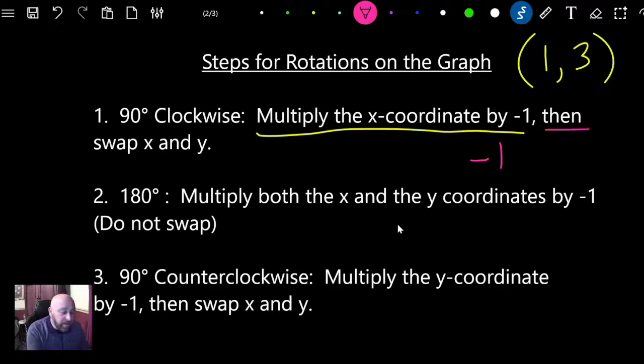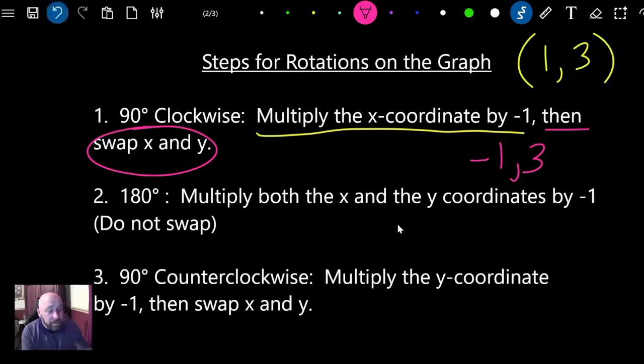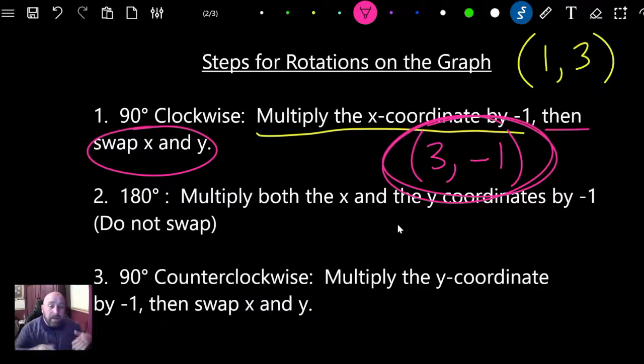Notice then it says, then swap the x and the y. So if it was 1, 3, it would become 3, -1. So we swap the x and the y, and then when you graph this, it's going to give you the rotated shape. And you have to do that to all of the points. You can't just do it to one point, right? So you have to go through all of the points and do that, and that will rotate it. What are we rotating along? We're rotating it about the origin, the 0, 0.